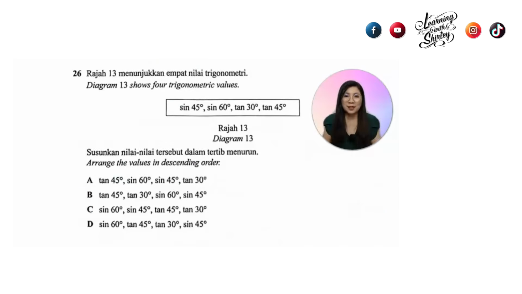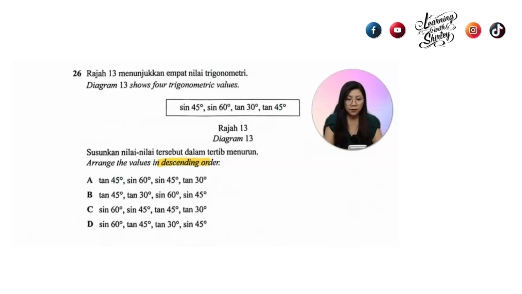Let's look at question number 26. So this is on trigonometry. Arrange the values in descending order. Descending order means you have to arrange from the biggest to the smallest. So here, we're going to use the calculator and calculate the values of sine 45, sine 60, tangent 30, and tangent 45. So let's use the calculator.